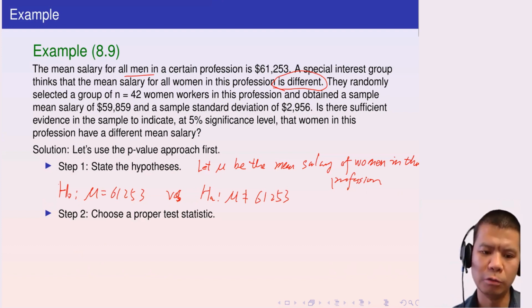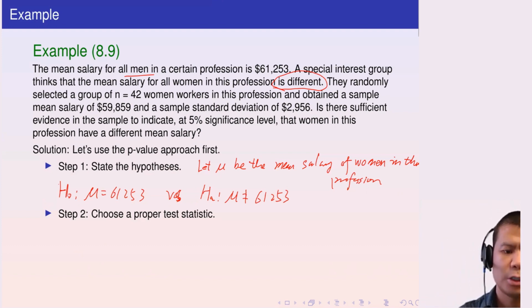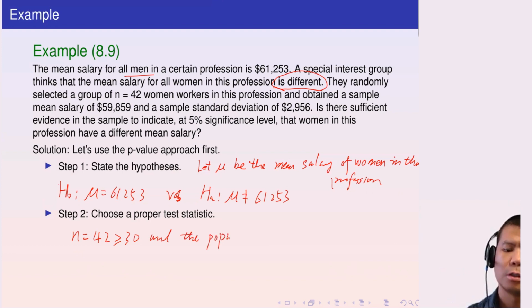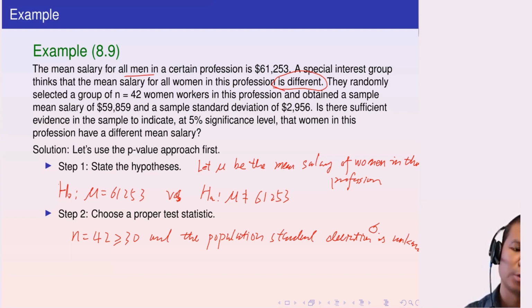Now, do we have a large sample? n equals 42 is greater than or equal to 30, and sigma is known or not? The population standard deviation is unknown, right? Sigma is unknown, so hence we're going to use z equals x bar minus mu 0 over s over square root of n.